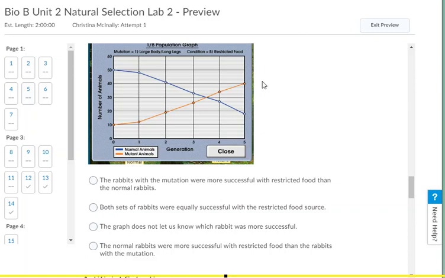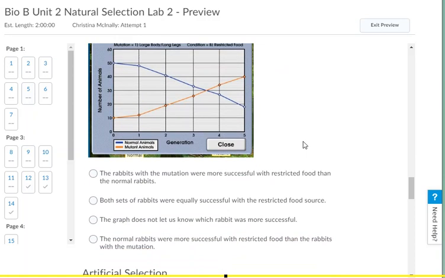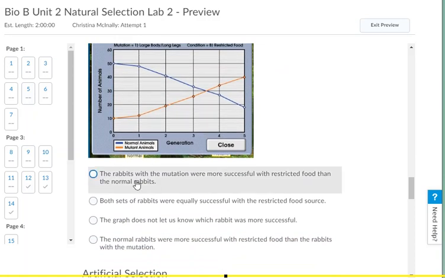And the question is, which is true? Is it true that the rabbits with the mutation were more successful with restricted food? Yes. Were both sets of rabbits equally successful with restricted food source? No. The graph does not let us know which rabbit was more successful? That's not true. The normal rabbits were more successful with restricted food? That's not true. So the only one that's true is the first one, the one that says the mutations were more successful.